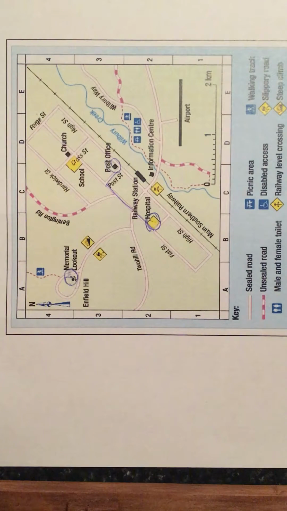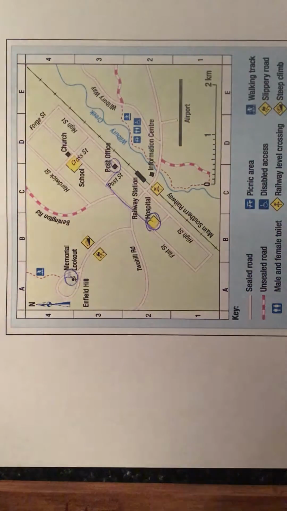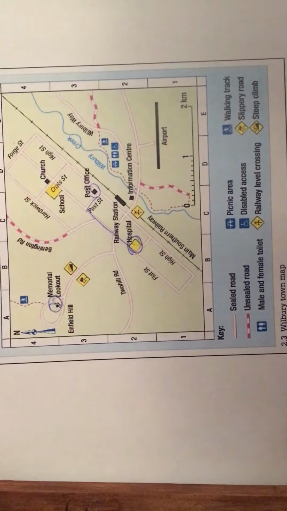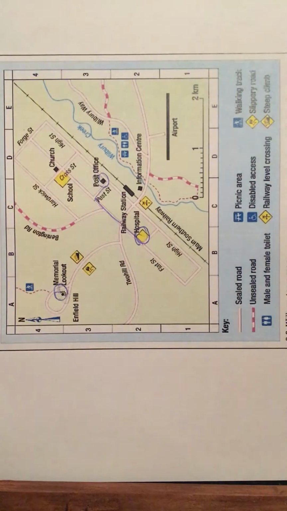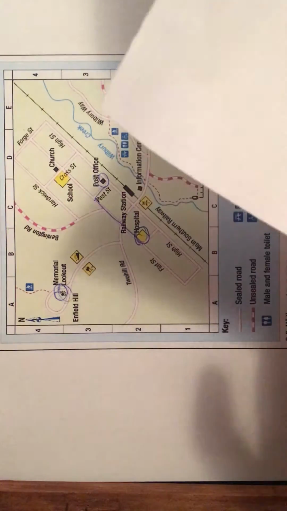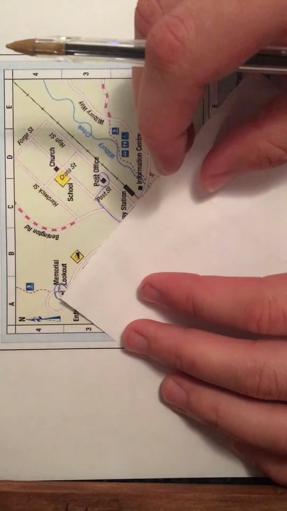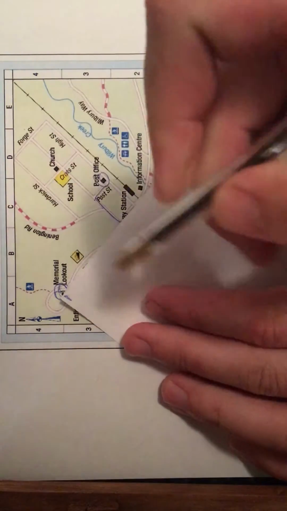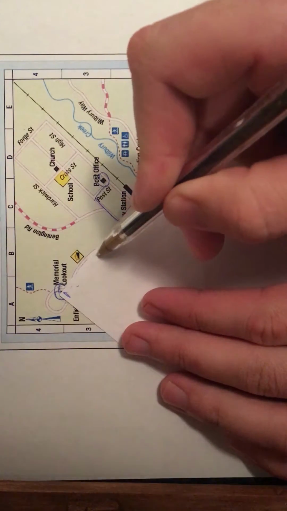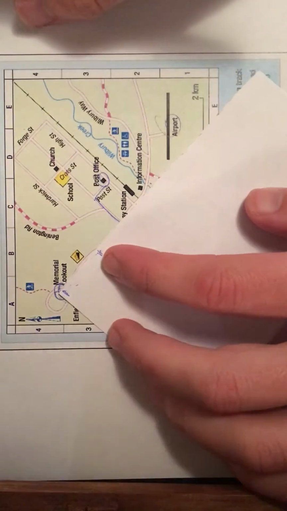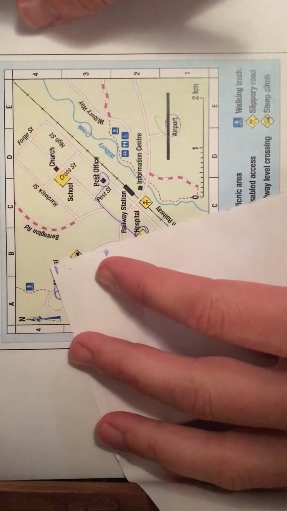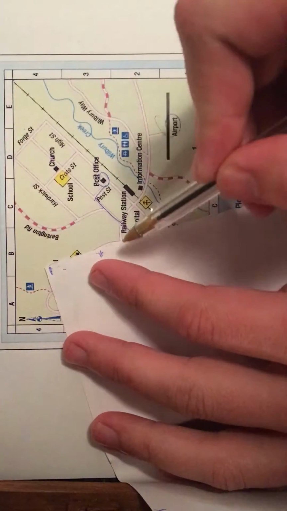Now question C is asking you to measure the road distance from Memorial Lookout to the airport. Now, as you can probably see, that's quite a distance. So again, what we do is we find Memorial Lookout and we find the airport. Now, the same rules apply. With your piece of paper, you mark the lookout and then we start following that road. And every time we turn, we put our mark down and we pivot it, keeping it on the map.